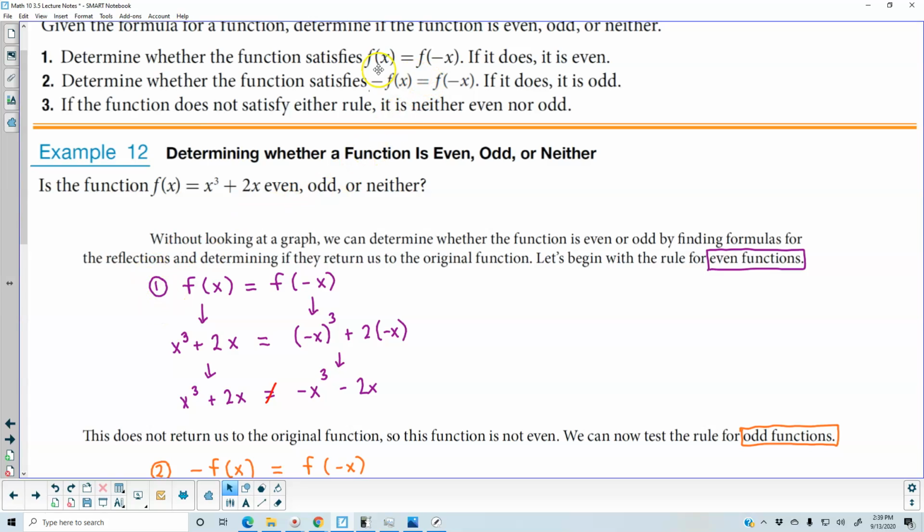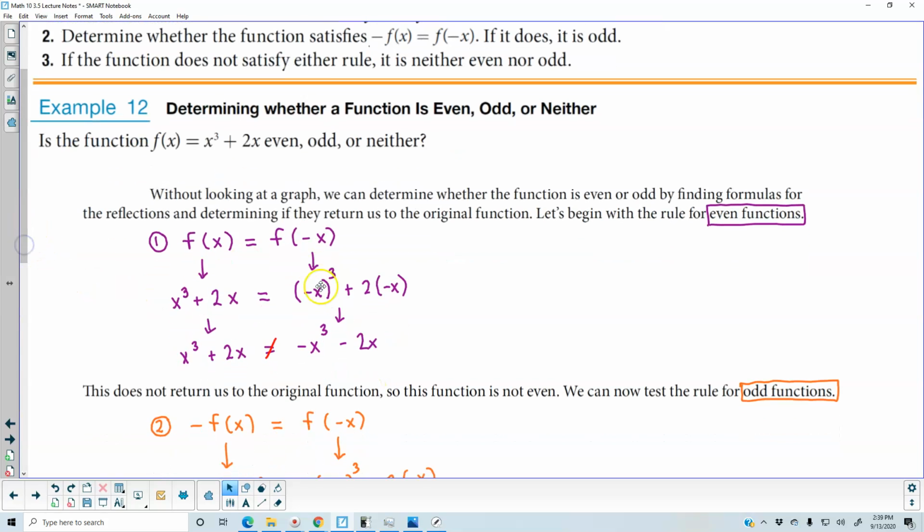Recall that an even function is f of x equals f of negative x. Now f of x is the original function, which is x cubed plus 2x. f of negative x means that we apply the negative to the input and substitute it into that function. If we put in negative x and cube it, we get negative x cubed. Negative x times 2 gives us minus 2x. If we look at the left side, the original function x cubed plus 2x does not equal negative x cubed minus 2x.